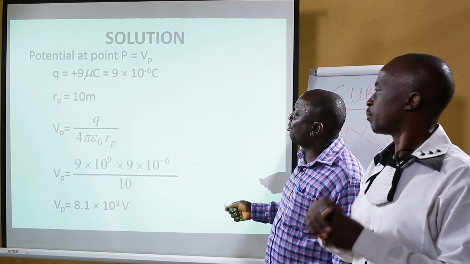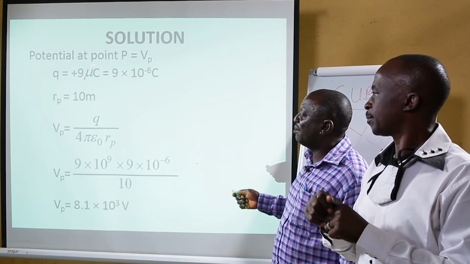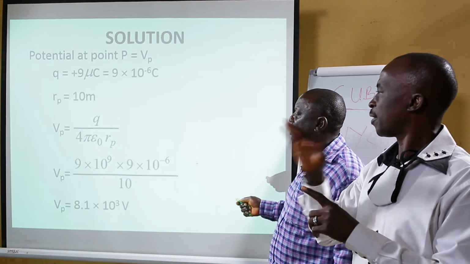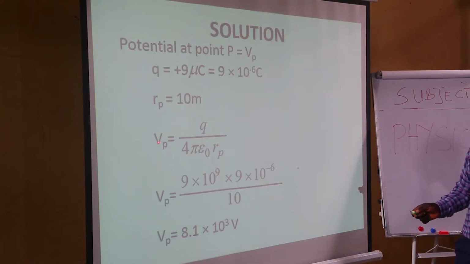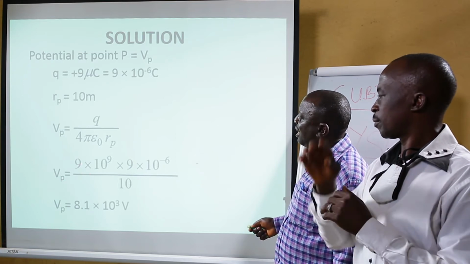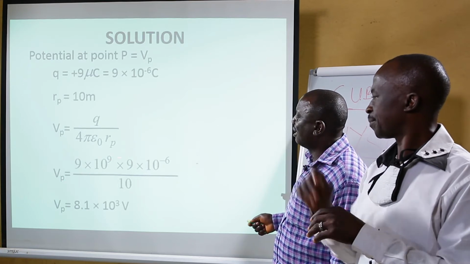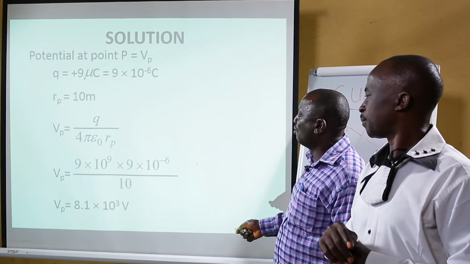Then we have Rp, which is the distance between point P and our positive charge, plus 9 microcoulomb, is 10 meters. Now, applying our formula for electric potential, we have Vp equals Q over 4 pi epsilon naught Rp. Substituting in our values, we will have V subscript P equals 9 times 10 raised to power 9 times 9 times 10 to power minus 6 all over 10.